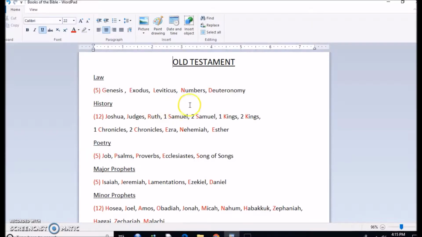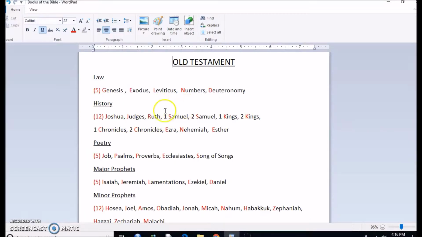And then we have 1st and 2nd Samuel, 1st and 2nd Kings, 1st Chronicles, 2nd Chronicles, Ezra, Nehemiah, and then Esther. So in the category of history, we have 2 women named Ruth and Esther. And we have a lot of 2-part books here, like Samuel, Kings, Chronicles. So there's 1st and 2nd Samuel, 1st and 2nd Kings, 1st and 2nd Chronicles.